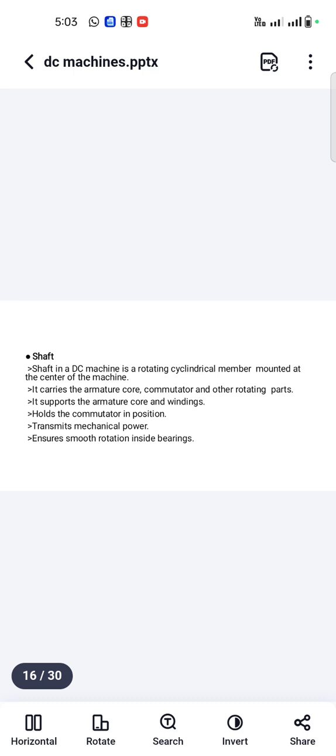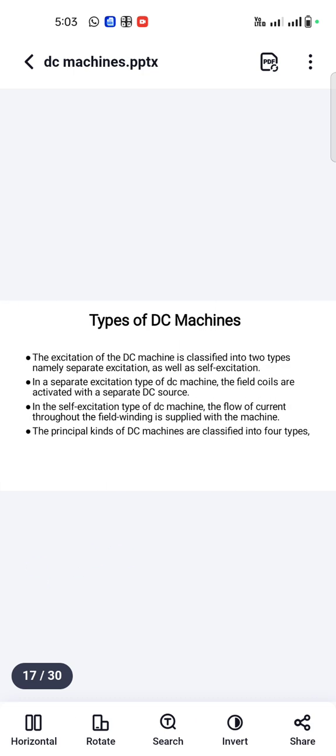It's made of steel. In a motor, how does the shaft operate? The shaft rotates the load. The load means a fan, pump, etc. But what about a generator? The shaft rotates the armature for generating electricity.